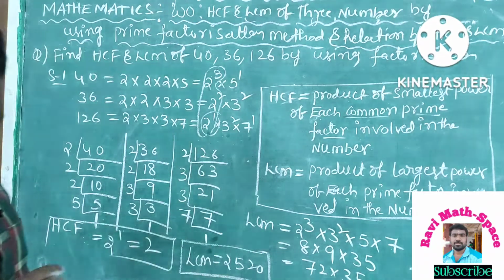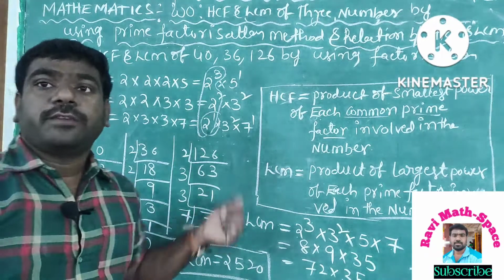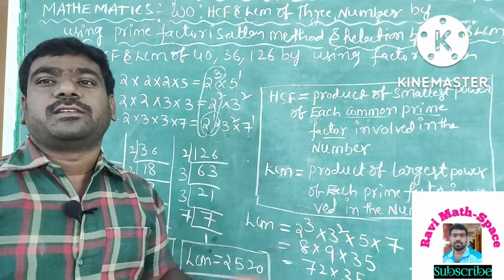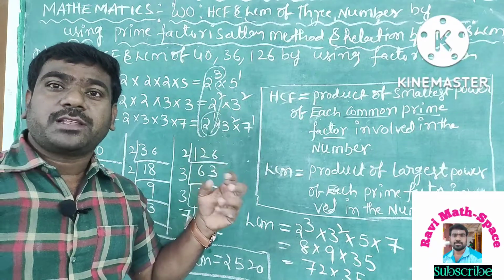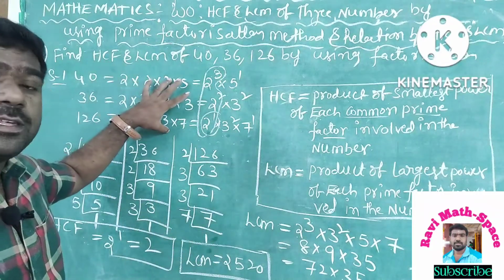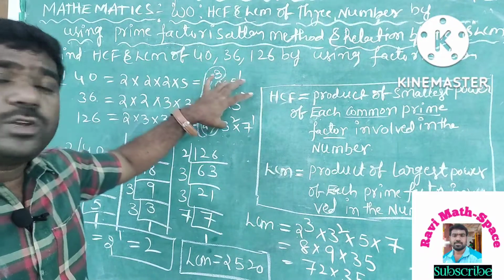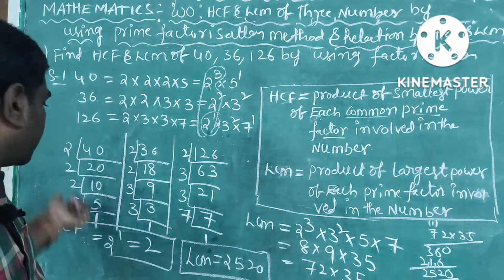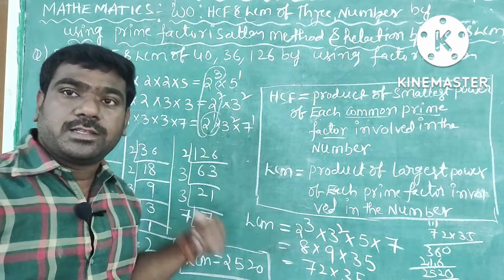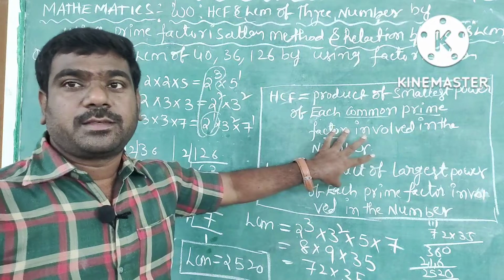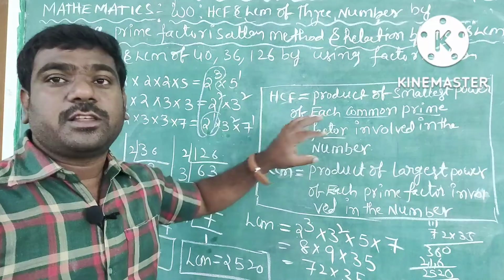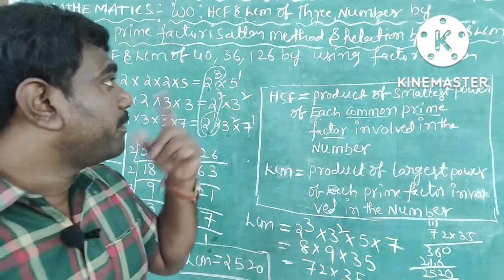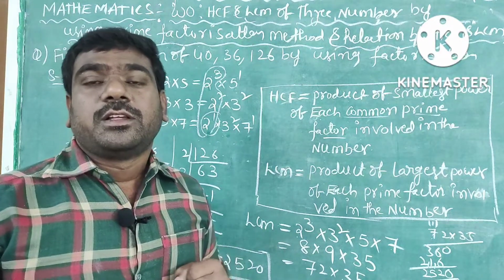Like this, we have to find the HCF and LCM by using the prime factorization method. Very simple manner. First step is take the given numbers and find the prime factorization. This prime factorization represents the unique factorization. Second step is, HCF and LCM we have to find by using the formulas. This is the process of finding the HCF and LCM by using the prime factorization method.